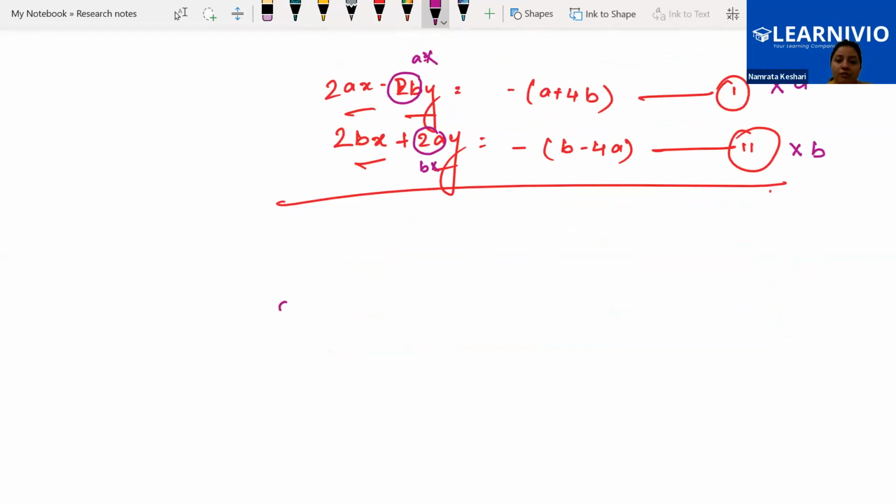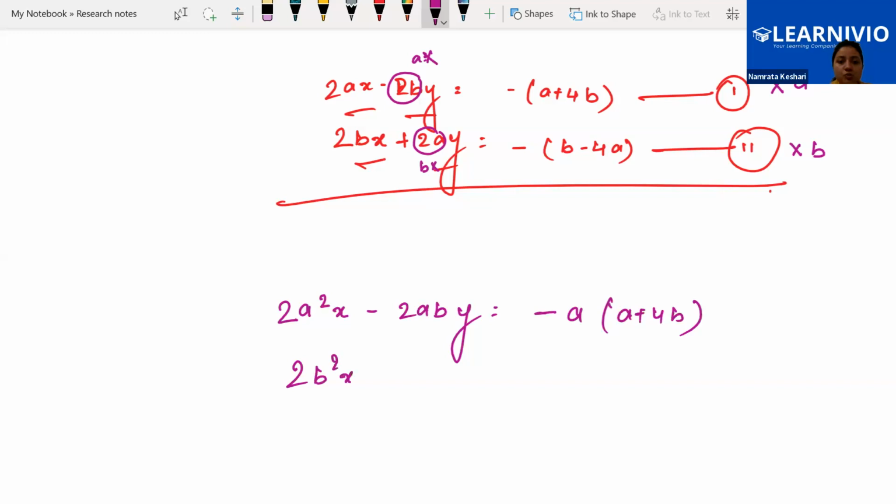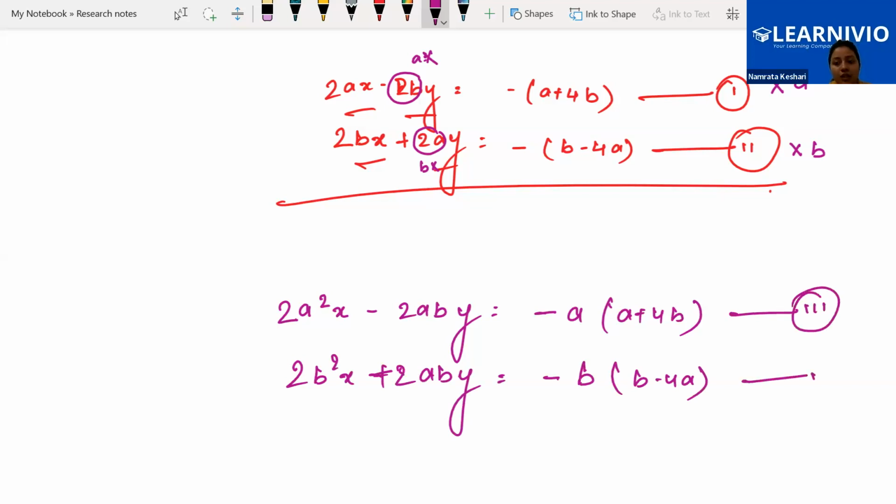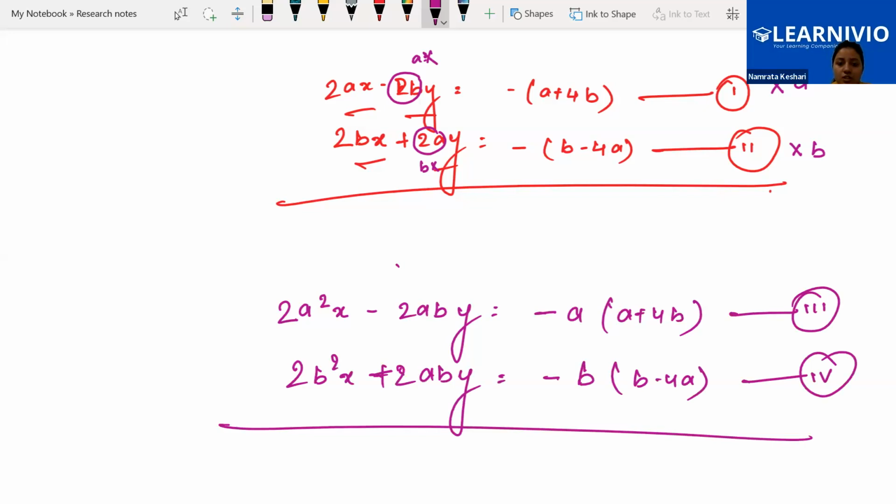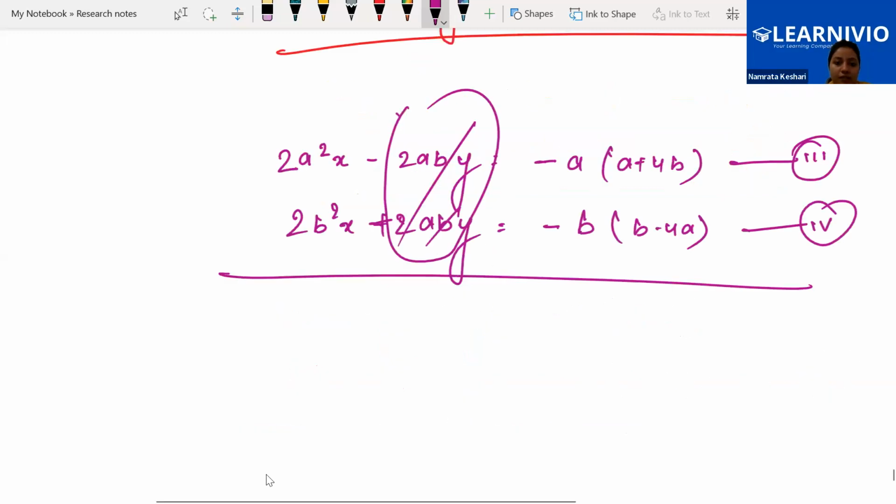Okay, fine. So our equation number 1 became 2a square x minus 2aby is equals to minus a, we need to multiply with a plus 4b, and the second equation 2b square x plus 2aby is equals to minus b times b minus 4a. This is the new equation 3. Equation 4, now we can add these two equations since we want to eliminate y. Let's check it. This y will eliminate when we add these two equations, and here we'll be having 2a square x plus 2b square x.